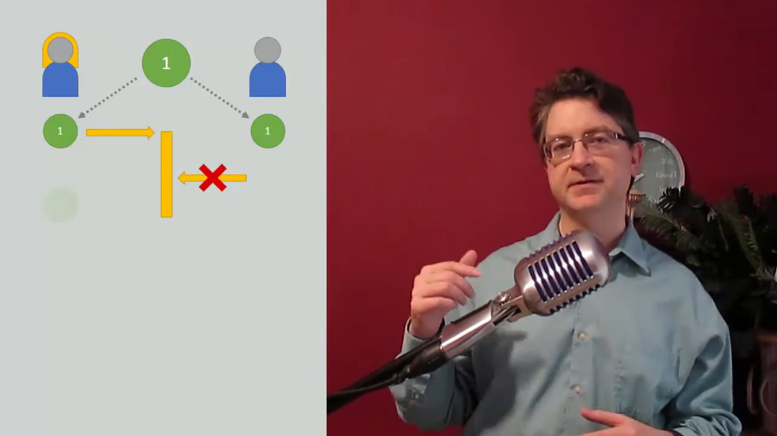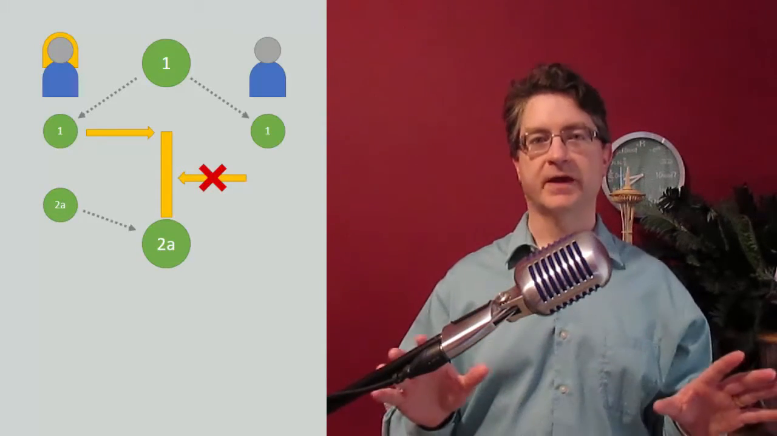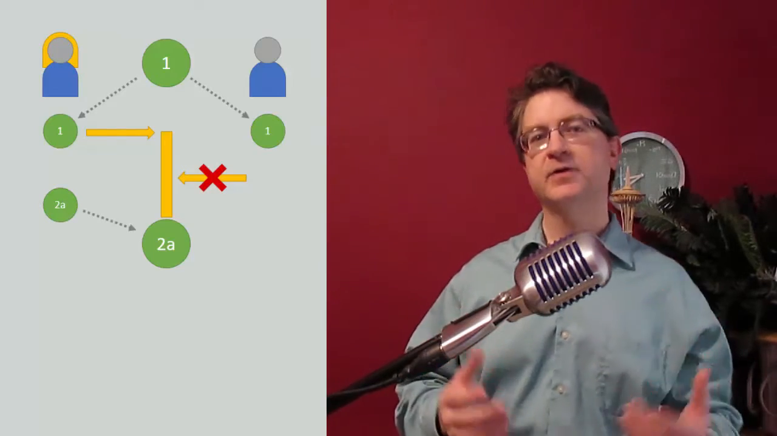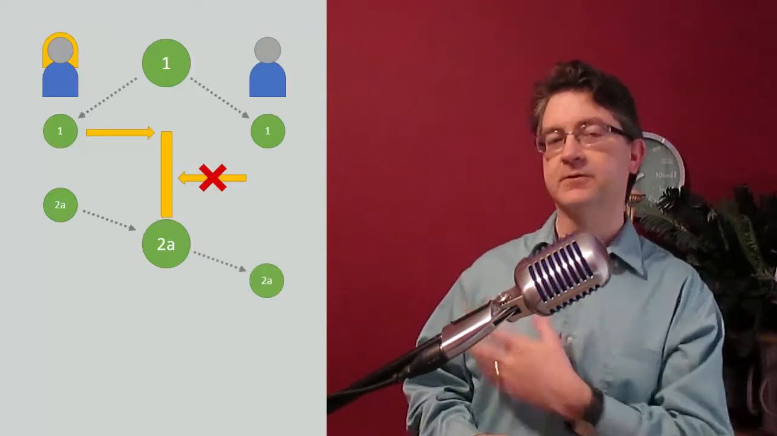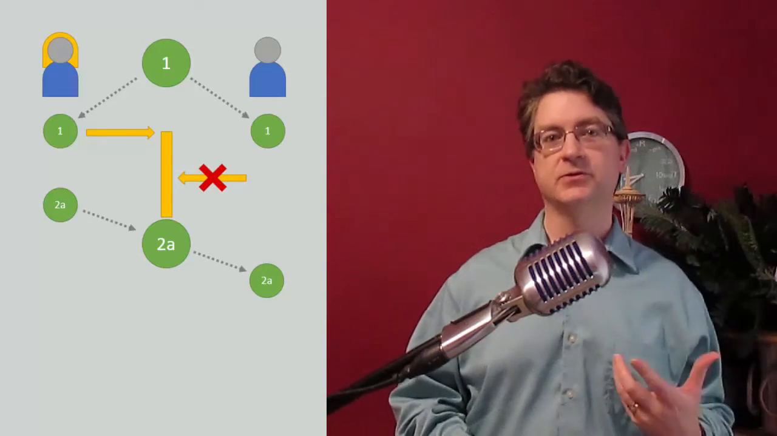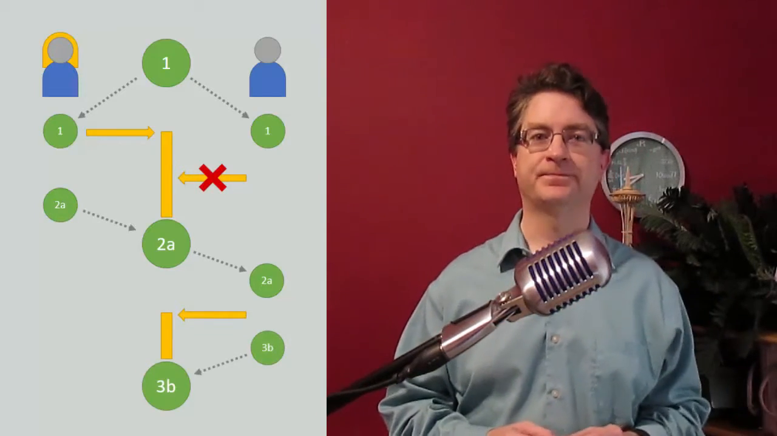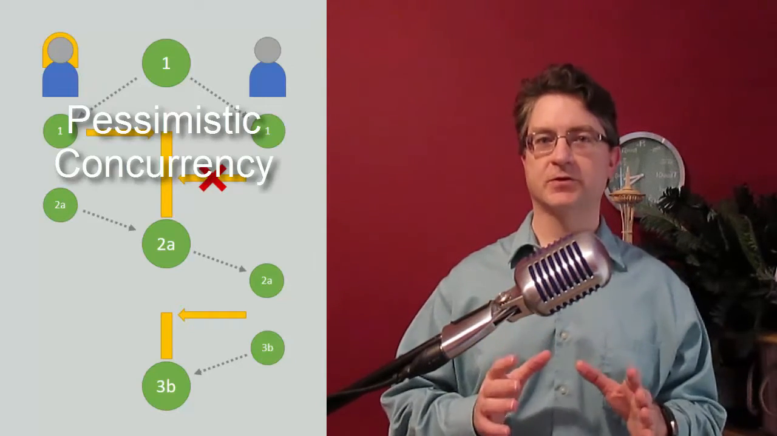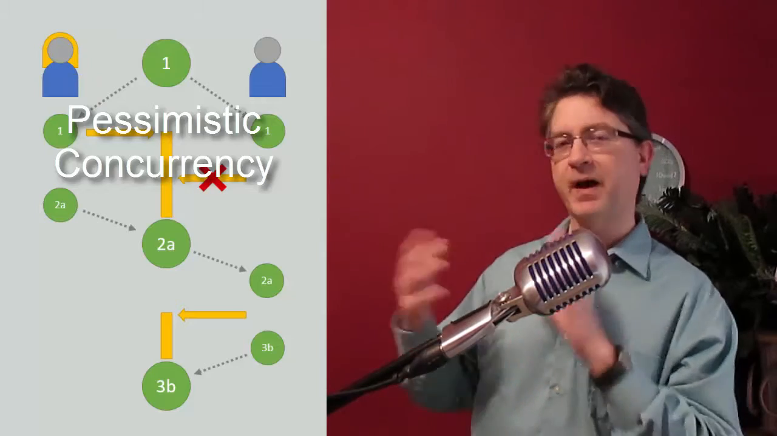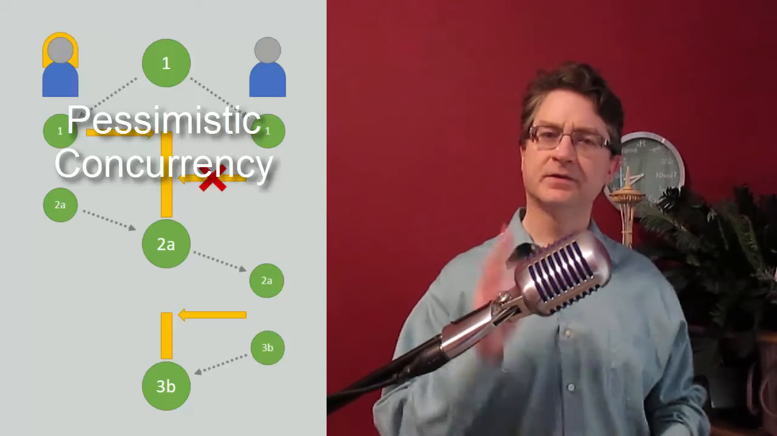Then, when Alice is done, she will write version 2a and unlock the resource. And now, if Bob tries to lock the resource to make a change, then he'll see immediately that there's a new version, 2a, and so he'll get 2a, make his changes, we'll call them 3b, and he'll write those back. So that's the pessimistic concurrency model. Pessimistic concurrency allows only one person to possibly be making a change at any given time because it locks the shared resource. So now let's take a look at optimistic concurrency.